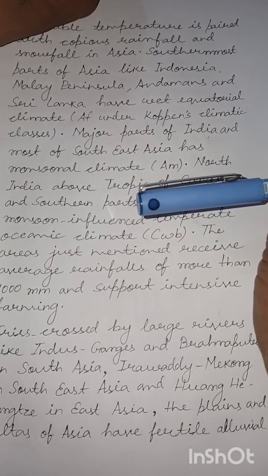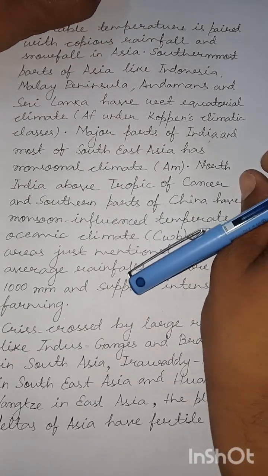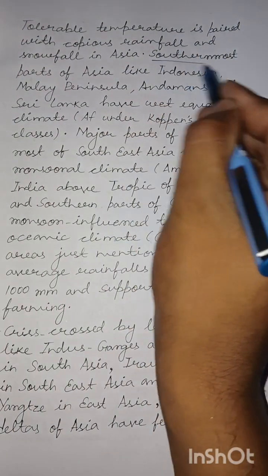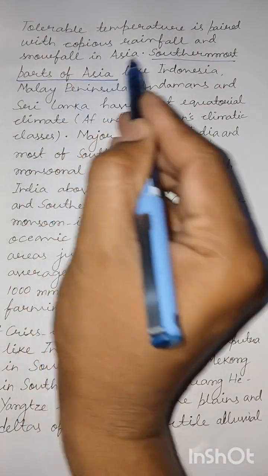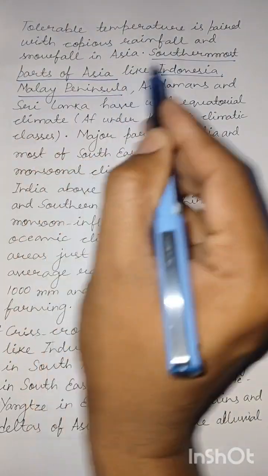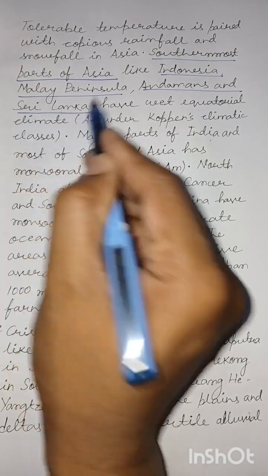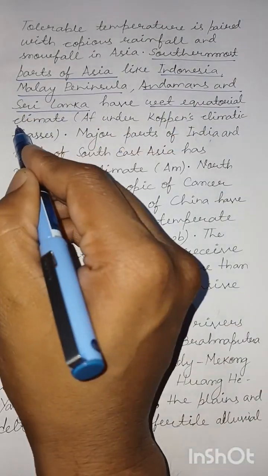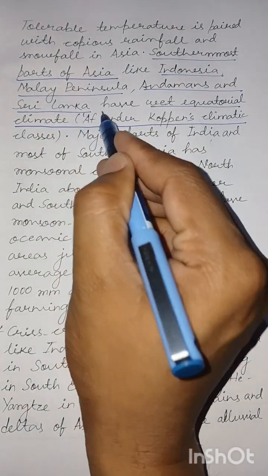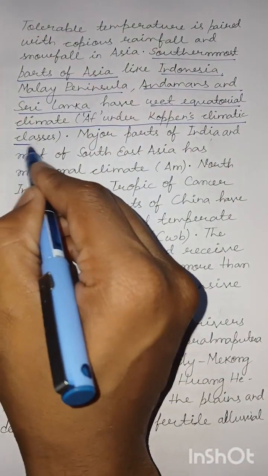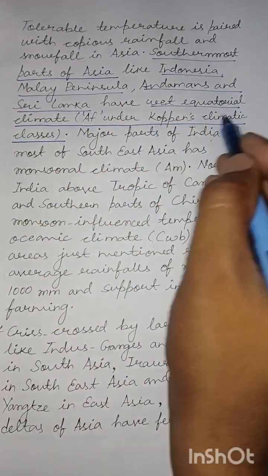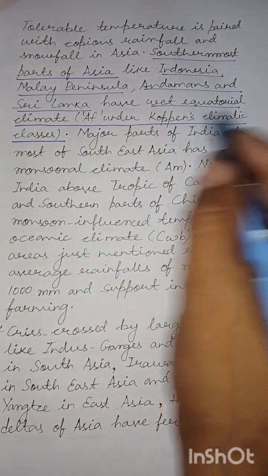Moreover, tolerable temperature is paired with copious rainfall and snowfall in Asia. Southernmost parts of Asia like Indonesia, Malay Peninsula, Andamans and Sri Lanka have wet equatorial climate, which is marked by Af under Köppen's climatic classification. We would briefly discuss Köppen's classification as well.